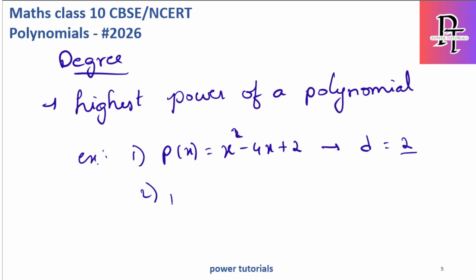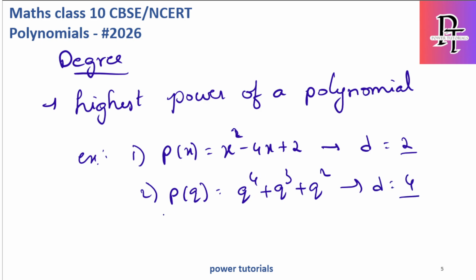Second equation, suppose p, small p, okay, don't get confused, I will just change it to q. If p of q is equal to q power 4 plus q cube plus q square, then if I ask what is the degree, the highest power of q is 4. So degree is 4.